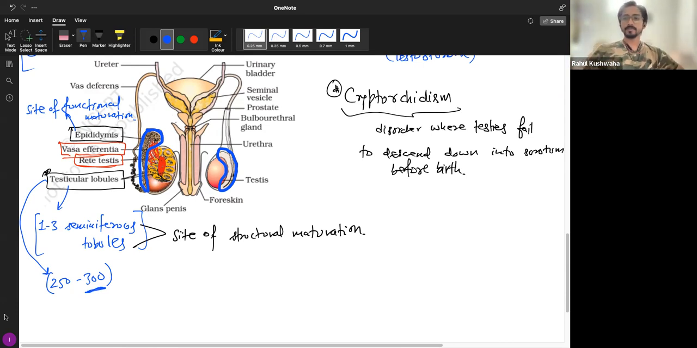Okay, so sperm spend around 2 to 3 weeks in the epididymis. The epididymis is also divided into 3 parts: the head, the body, and the tail. Caput is the head, cauda is the tail, and in between is the body. But we are not going into detail of the epididymis now. We'll go later on. We are just looking at the structure as of now.